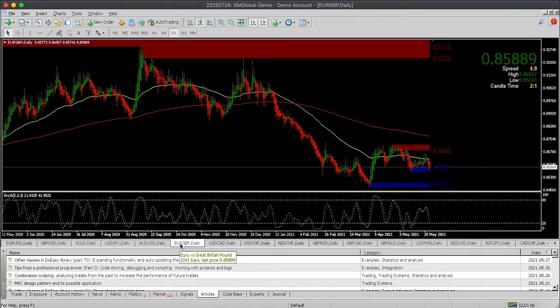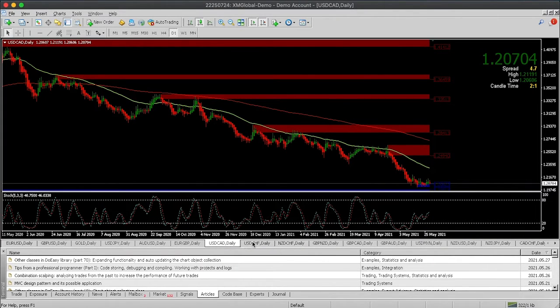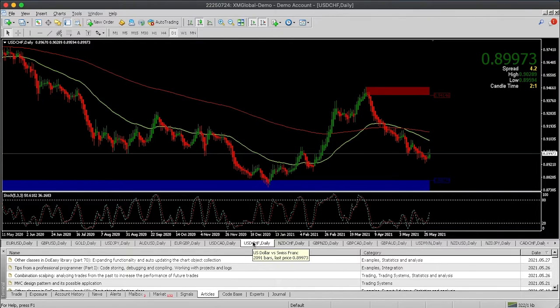Okay, this is a setup, but I would not be taking this one, because right where the demand zone has been formed, as you can see, I would not be taking that trade. It needs to break the demand zone first. Next, it needs to pull back to the 50 moving average. Nothing there.